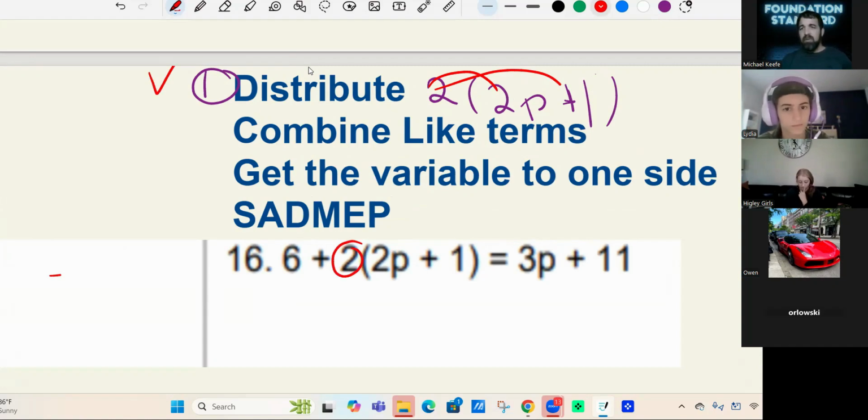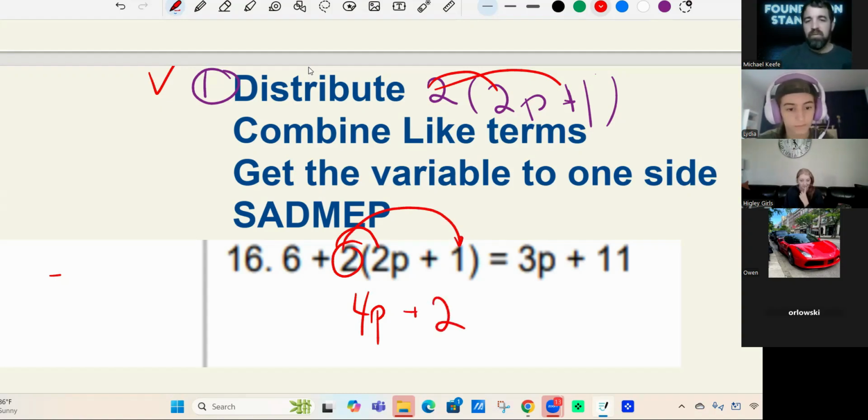So the first step is look for anything that's outside of a parentheses, and I will just multiply this, 2 times 2p, and that would give me 4p. And then 2 gets distributed to everything in that parentheses right there. So now 2 times 1 is positive 2. So I just take care of that first step.